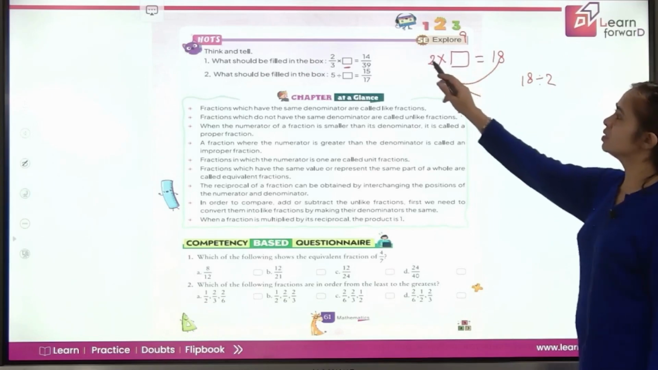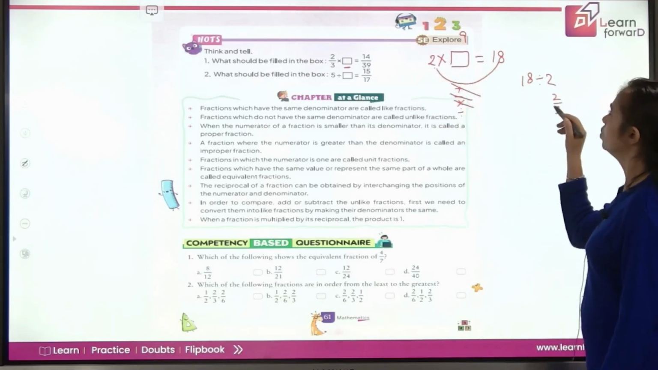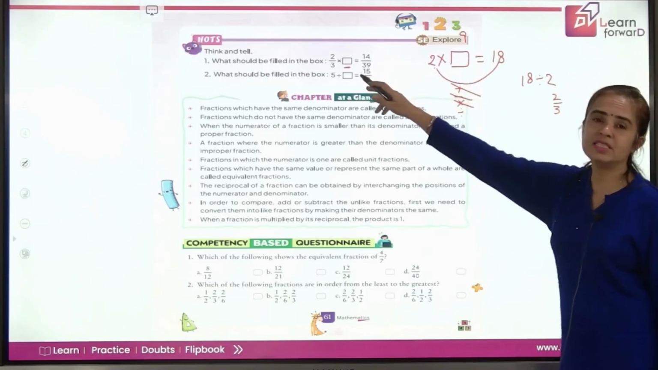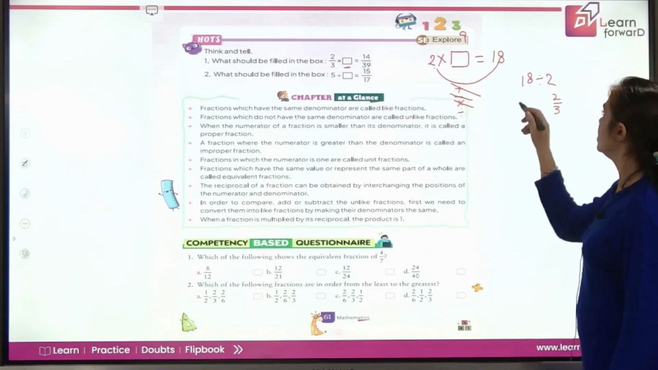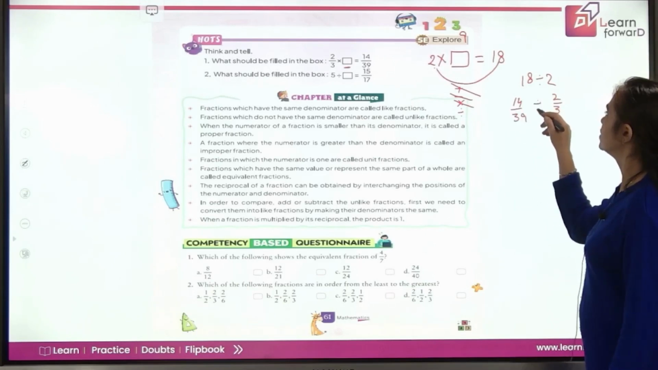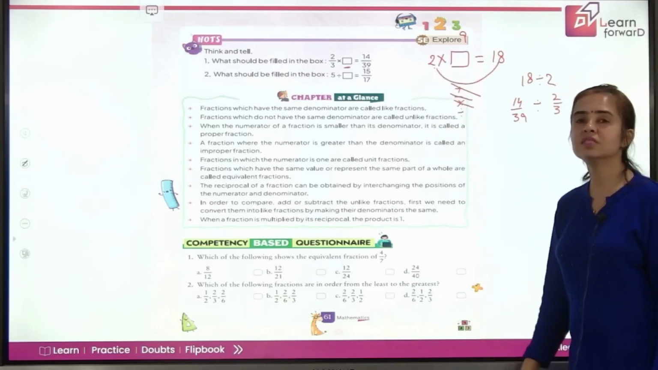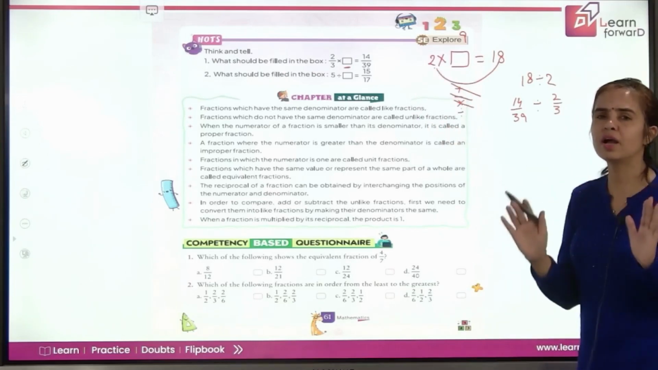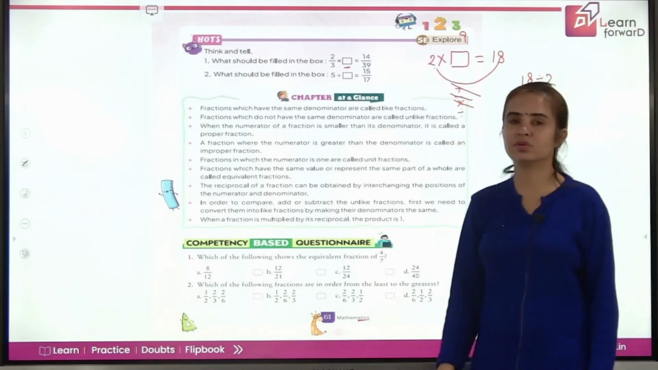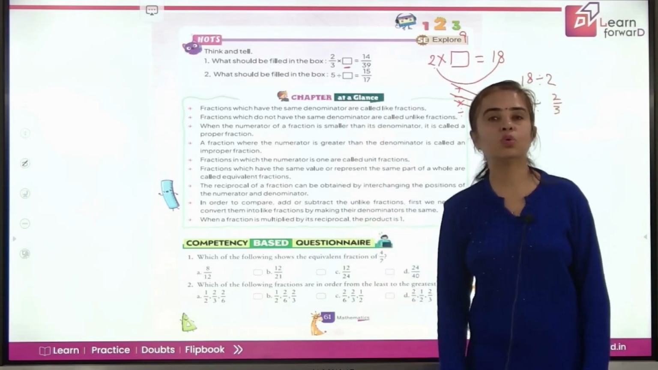Similarly, you can find out your missing number here. You know this is 2 by 3. So, in place of 2, you will write 2 by 3. In place of 18 here, you have 14 by 39. And you have the division sign here. So, this is how you can find out the missing value here. There will be no confusion, I'm sure, if you use this trick.